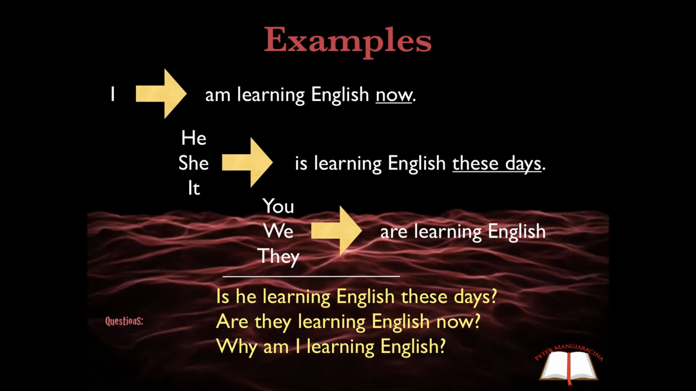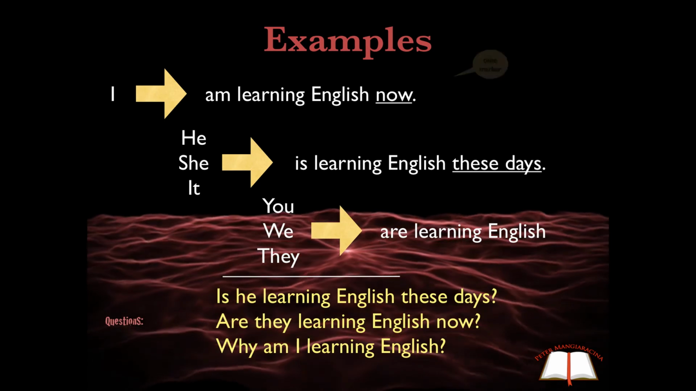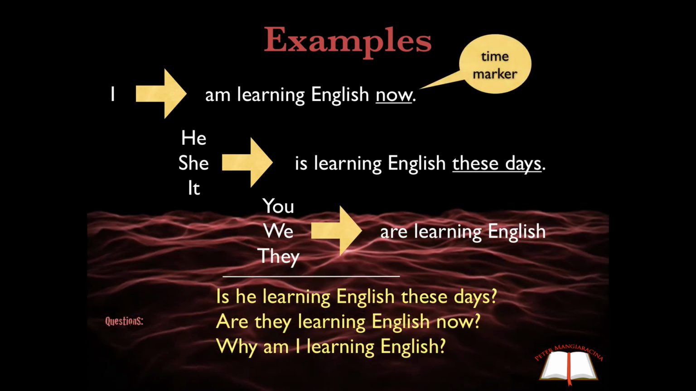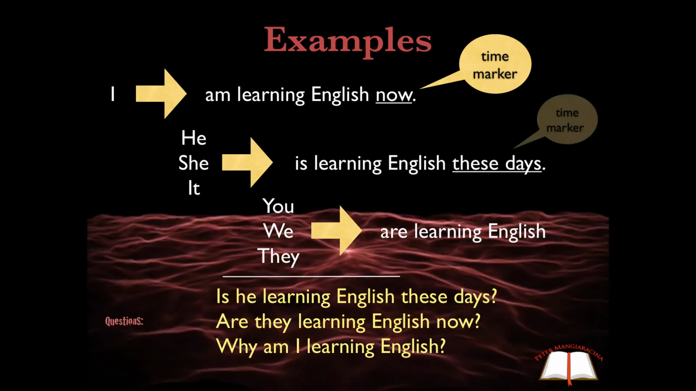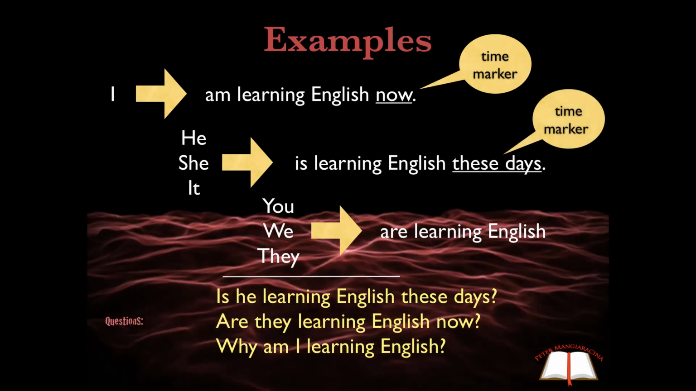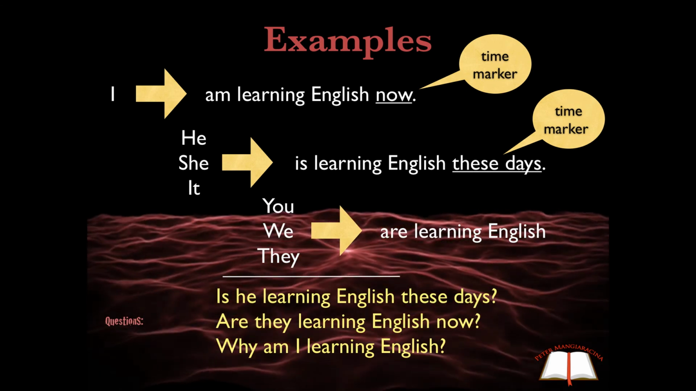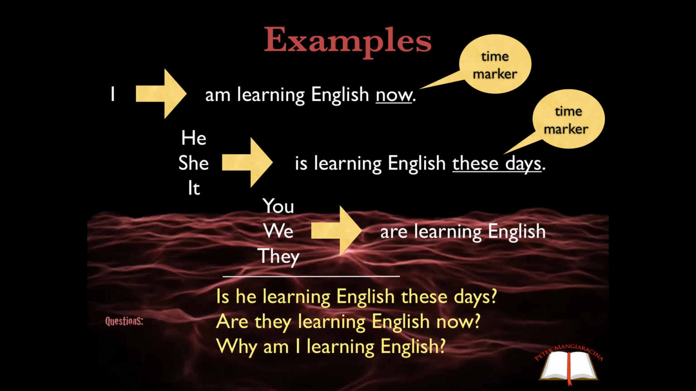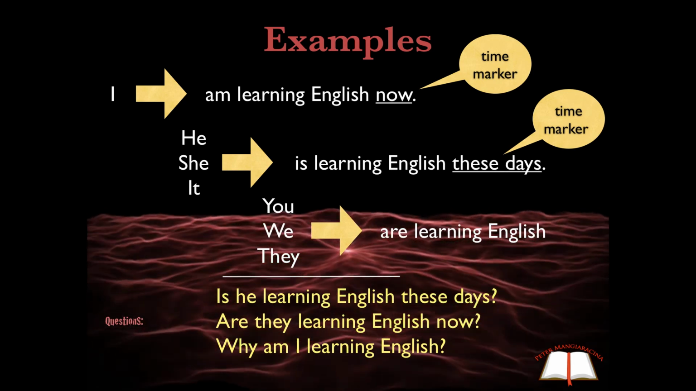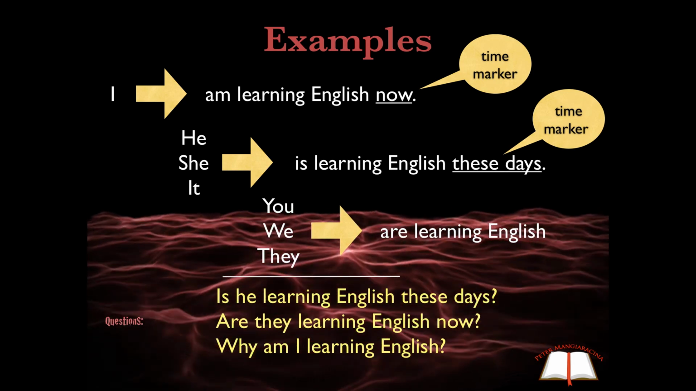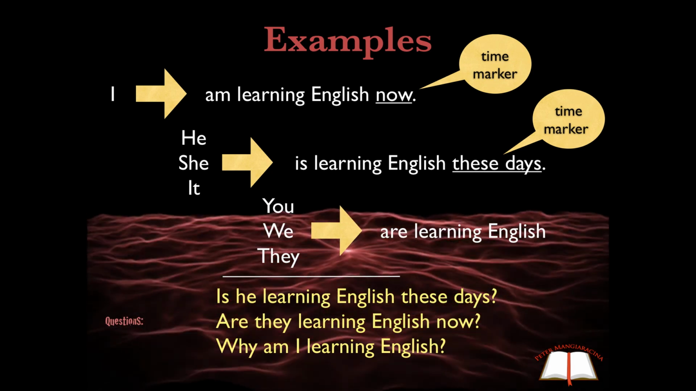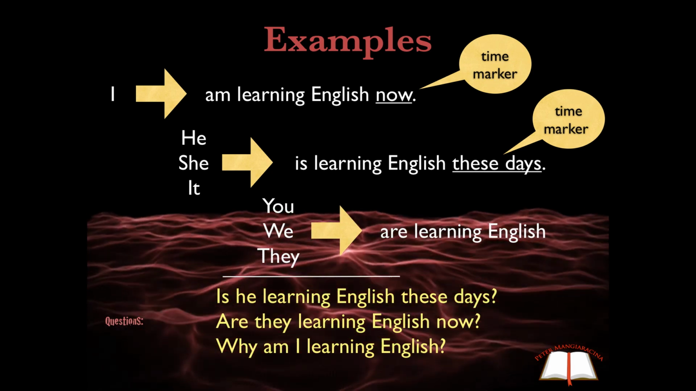I am learning English now. Now is a time marker. He, she, it is learning English these days. These days is a time marker. You, we, they are learning English. And some typical questions. Is he learning English these days? Are they learning English now? Why am I learning English? Okay, that's all for part 1, and part 2 will deal with the past tense and the past progressive.